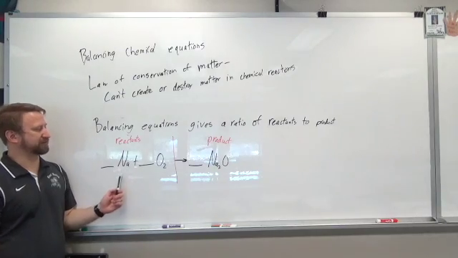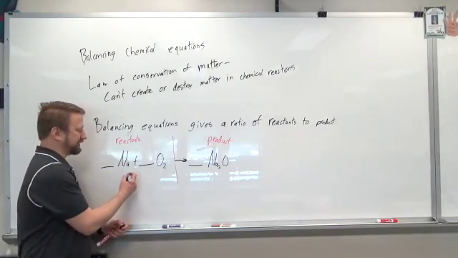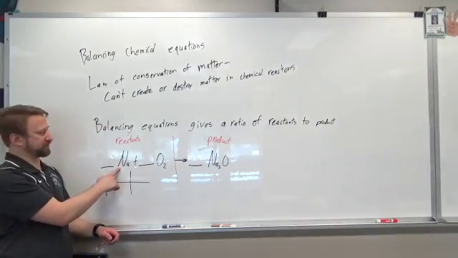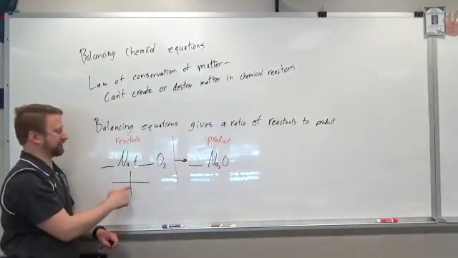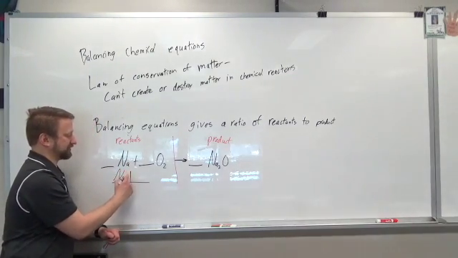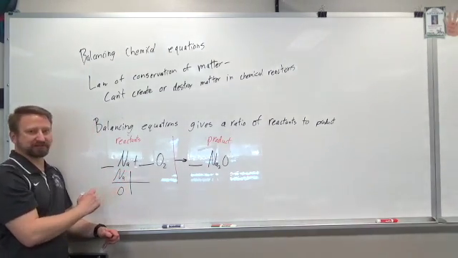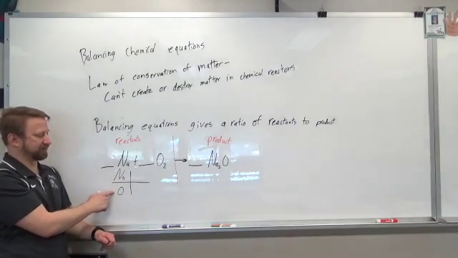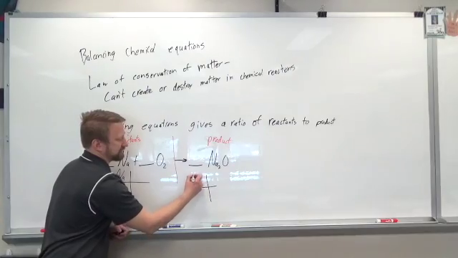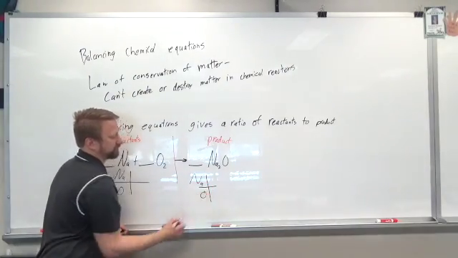So what I'm going to do, underneath, I'm going to make a table. I'm going to count my sodiums on the left side and my sodiums on the right. My oxygens on the left and my oxygen on the right. So I'm going to make a little table of the elements I see. So I have sodium, my Na, and my oxygen. My table on the right is going to look the exact same way. So I have Na and O.